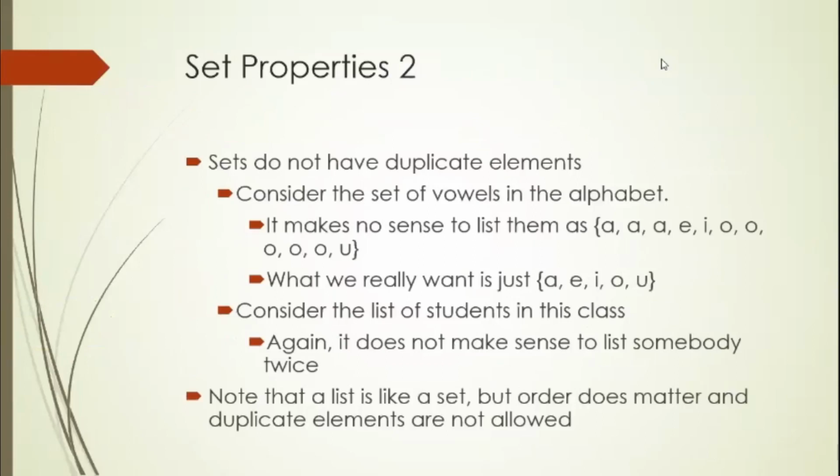Sets do not have duplicate elements. Consider the set of vowels in the alphabet. It makes no sense to list them as A, E, I, O, O, O, O, U. What we really want is just A, E, I, O, U.